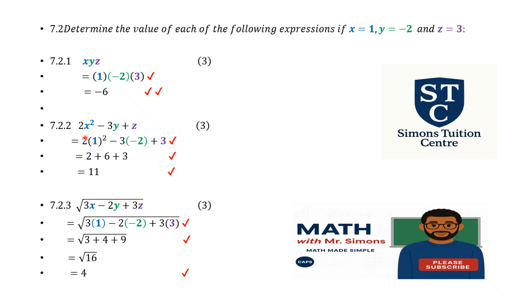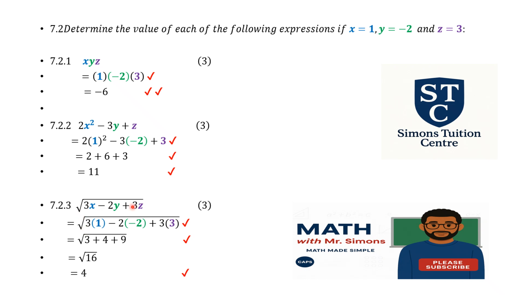7.2.2, 2x squared minus 3y plus z. They have x squared, so in the place of x, I place 1. In the place of y, minus 2, and in the place of z, as you can see at the top, equals 3. 1 times 1 is 1, times 2 gives me 2. Negative times negative becomes positive, and 2 times 3 becomes 6, plus 3. 3 plus 6 gives me 9, and 9 plus 2 gives me 11. If you want to, 2 plus 6 gives me 8, 8 plus 3 gives me 11. 1 mark for multiplication, 1 mark for correct multiplication out, and 1 mark for the correct answer.